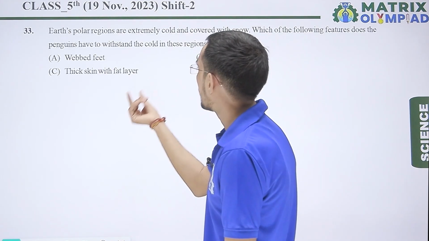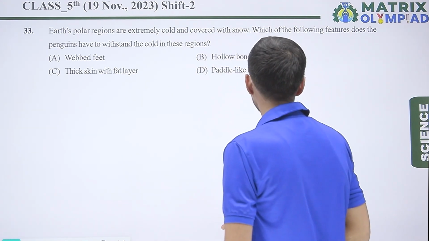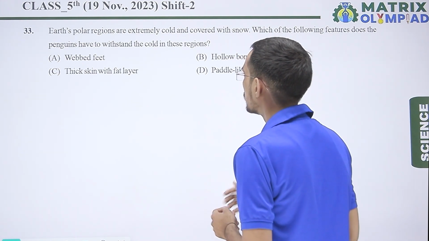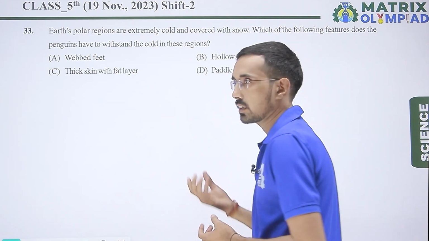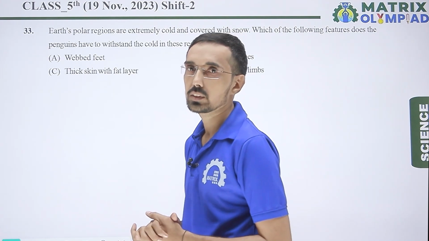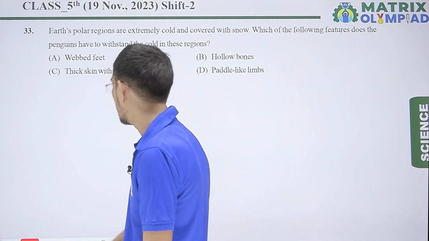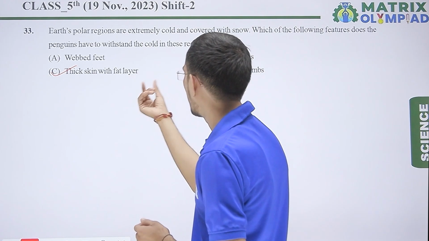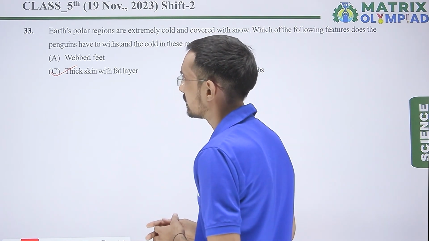Next question. Earth's polar regions are extremely cold and covered with snow. Which of the following features does the penguin have to withstand the cold in these regions? We have to find out the correct characteristic which is found in those animals which are found in cold regions. So our correct answer will be option C. Thick skin with fur, with a fat layer. So our correct answer will be option C.